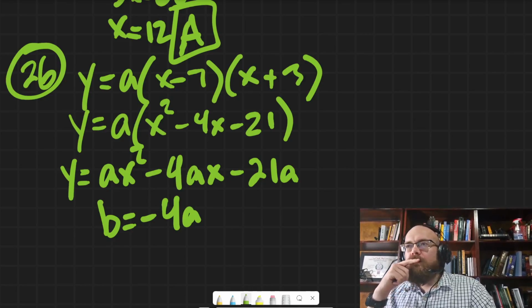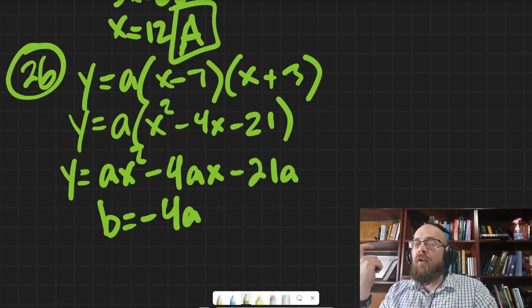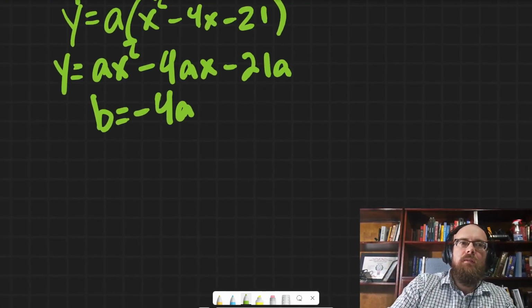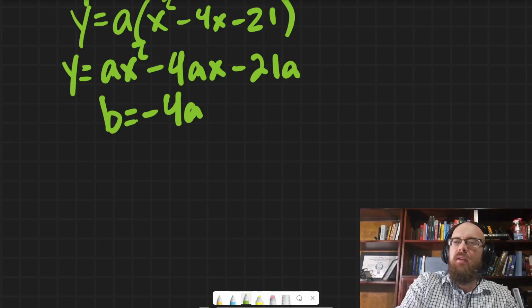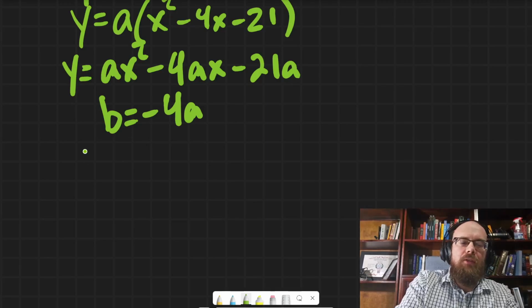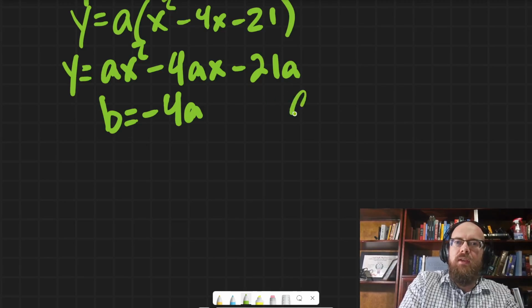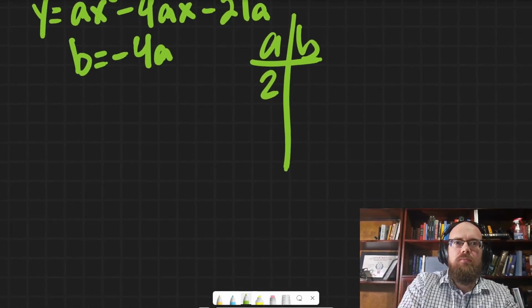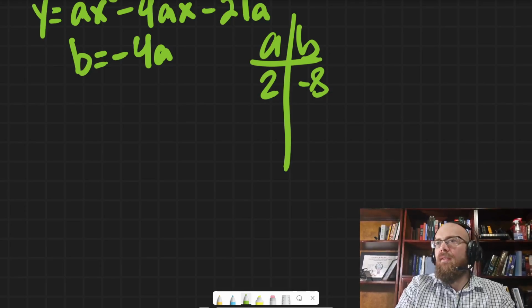If A is an integer greater than 1, that would mean just a natural number greater than 1. So I think there's probably a more complicated way to do this, but I'm going to do it the simple way. I'm just going to plug stuff in because it's multiple choice, so I don't need to do this the hard way. Let's just start with 2. If A is 2, then B would be negative 8, and then that sum would be negative 6.